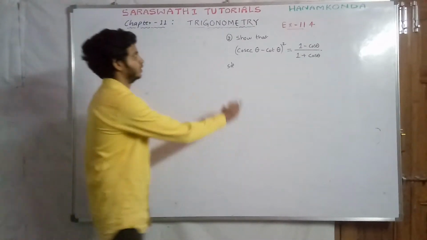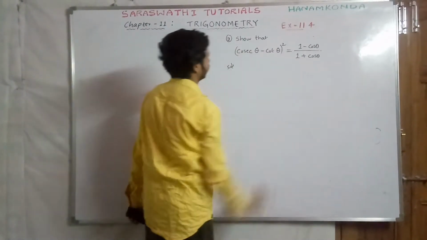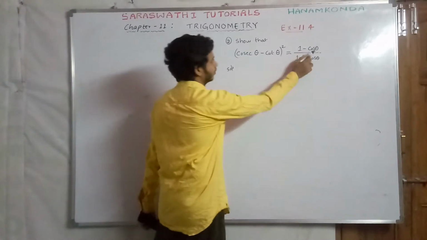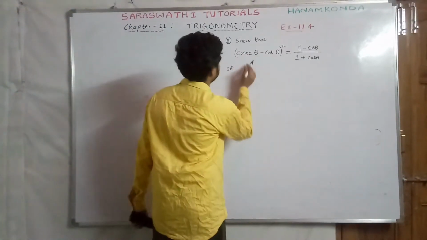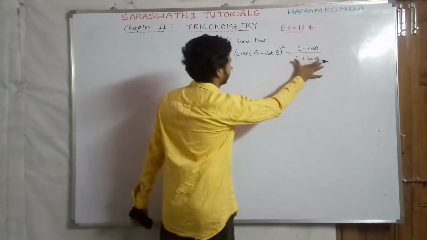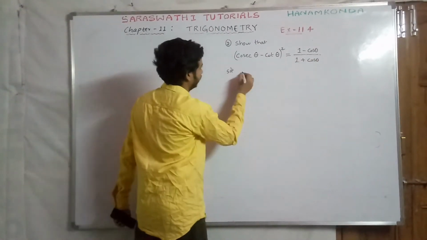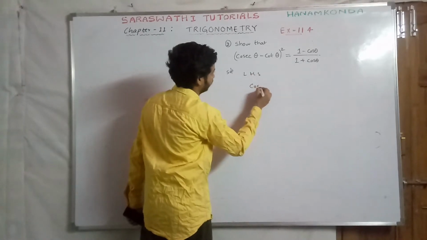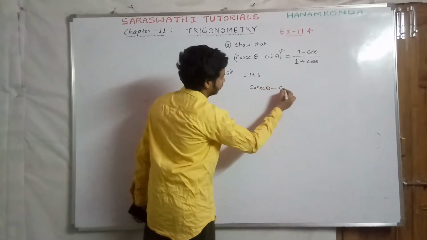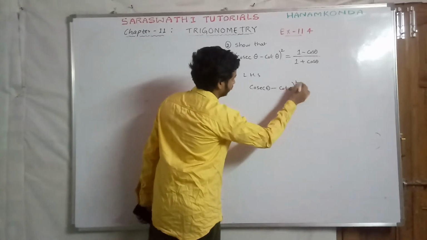So the next question is, show that (cosec theta minus cot theta) whole square equals (1 minus cos theta) by (1 plus cos theta). Okay. So consider the LHS part. This is the left hand side part. This is the right hand side part. Consider the LHS, left hand side part. So LHS is given as (cosec theta minus cot theta) whole square.